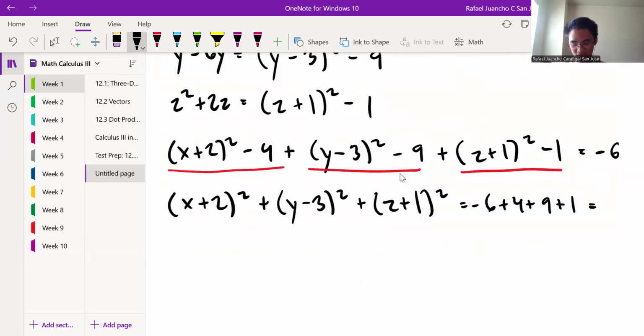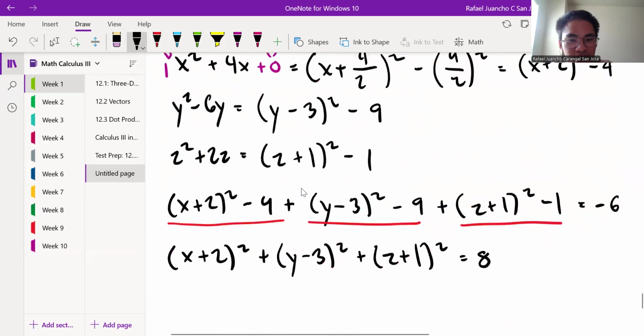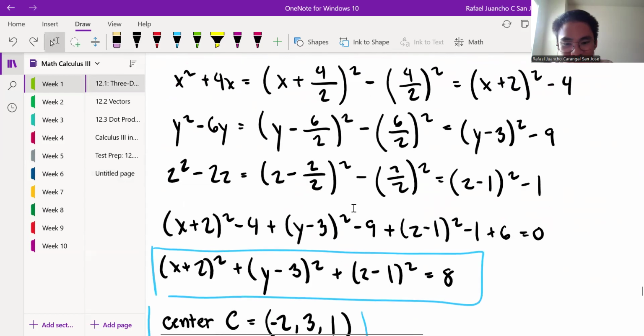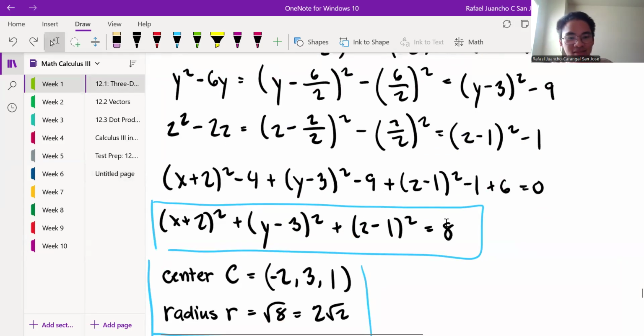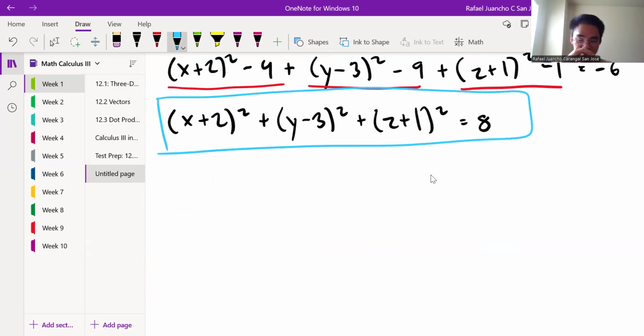So that's going to be 8. Amazing. Now we have it in the form we want it to be. I think. Let me check. Did I get it? Yeah, I got it. Okay. So now we have it in that form. So we proved it. This is one of our answers. We showed that this is indeed the equation of a sphere.